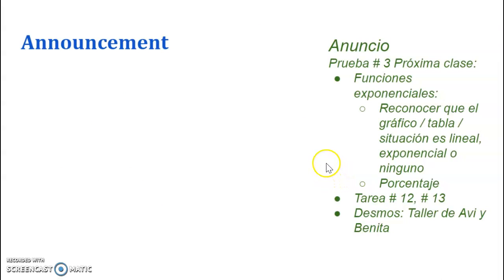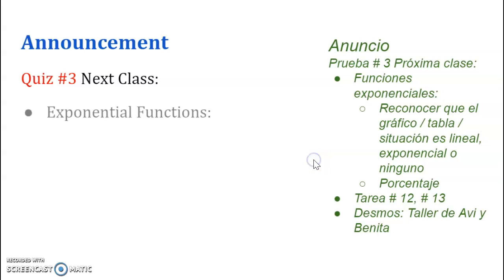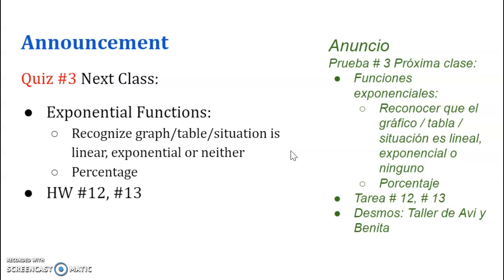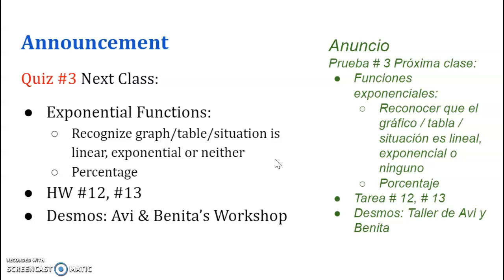Alright, so let's start with some announcements. Quiz number 3 is going to be on next class, and it's going to be on exponential functions and recognizing and graphing table and situation of linear, exponential, or neither. And percentage, and so you should be very familiar with homework number 12 and homework number 13. That's the last two homework, and also Avi and Benita's workshop Desmos.